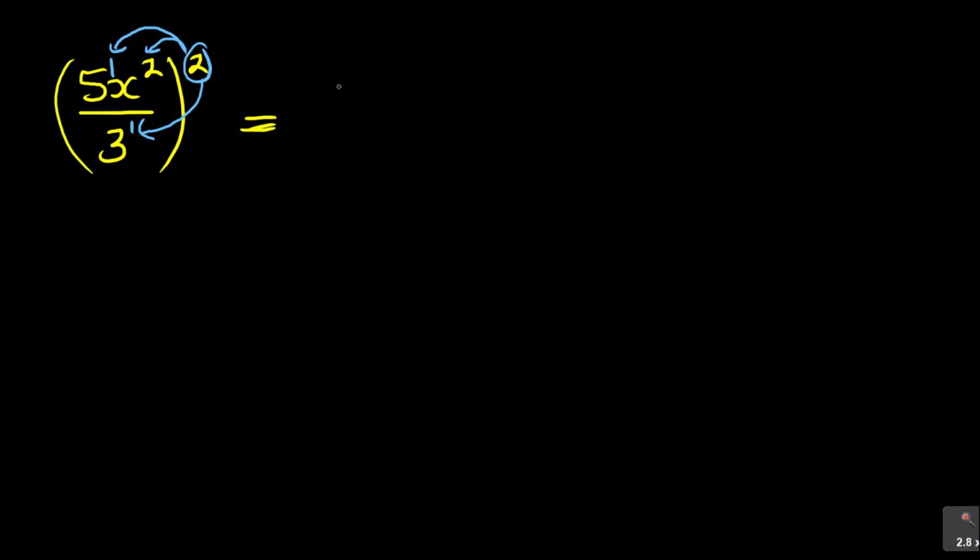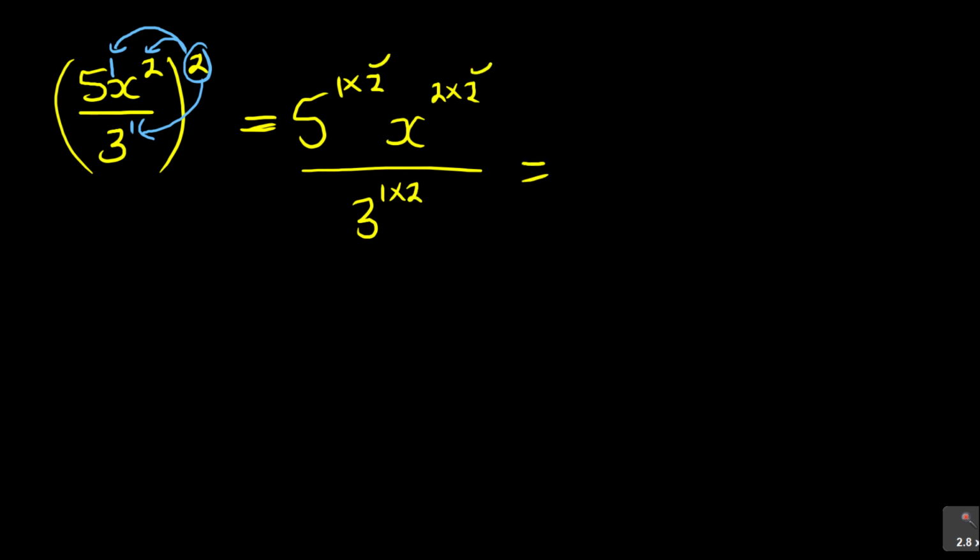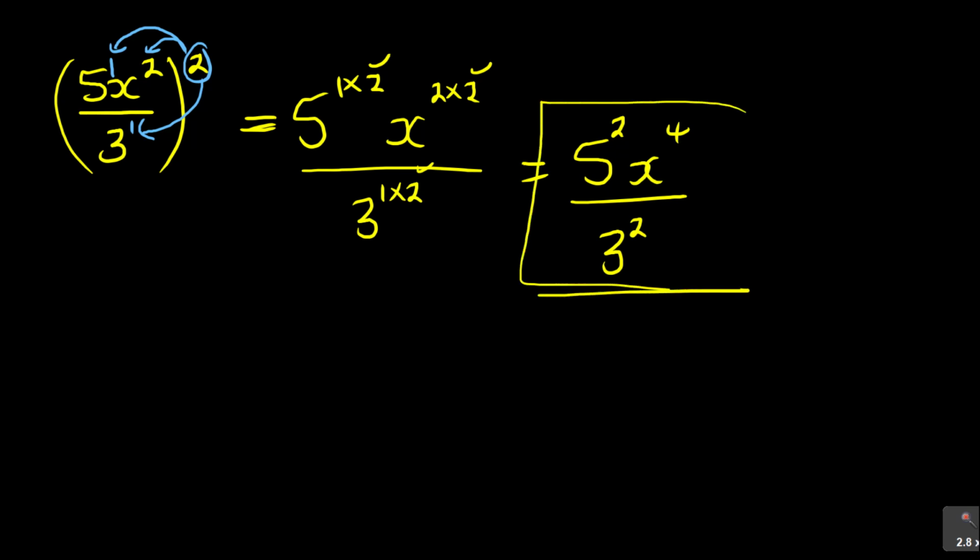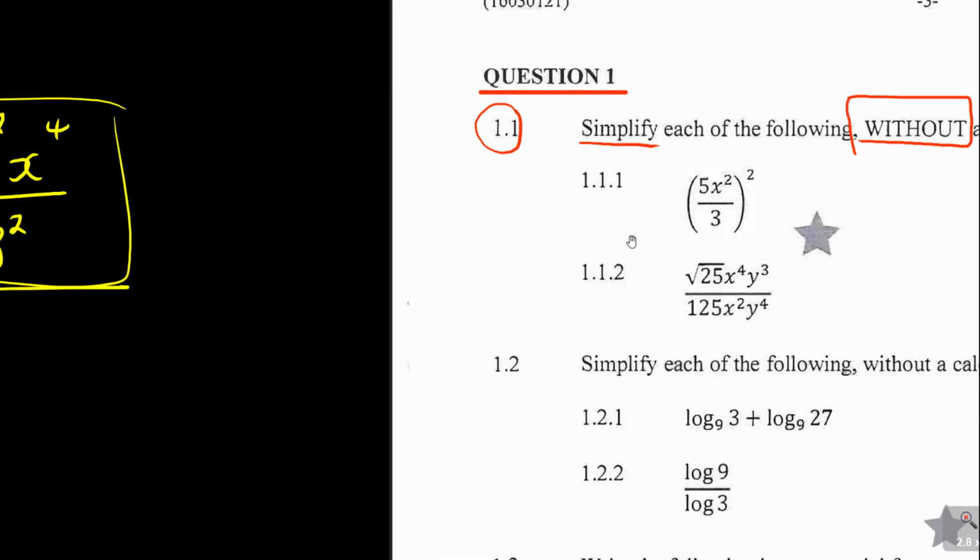So how do you write it? You're going to say 5 to the power 1 times 2, and then x to the power 2 times 2 over 3 to the power 1 times 2. Do you see how the 2 is affecting? There is the 2, there is the 2, there is the 2. Those are the laws of exponents, which is 5 to the power 1 times 2 is 2, x to the power 2 times 2 is 4, over 3 to the power 1 times 2 is 2. So this was your final answer. That was not complicated, but it needed you to become sensitive in how you approach this. So this question here, this was the answer.